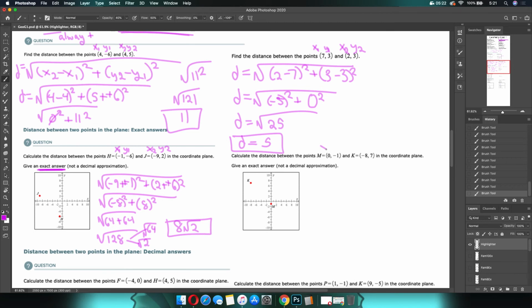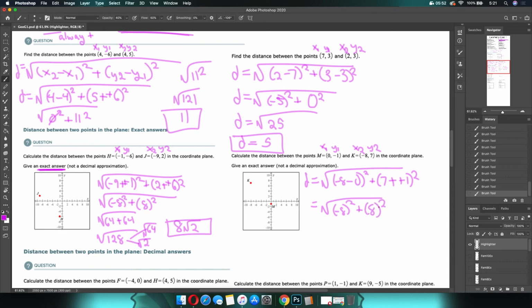Meanwhile, next problem, x1, y1, x2, y2. So distance equals, what is x2? Negative 8 minus, what is x1? 0. Oh, that's easy. All right, plus, what is y2? 7 minus, what is y1? Negative 1. Double negative is a positive, so what are we left with? That's negative 8 squared plus 8 squared.